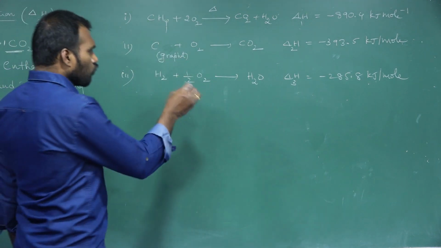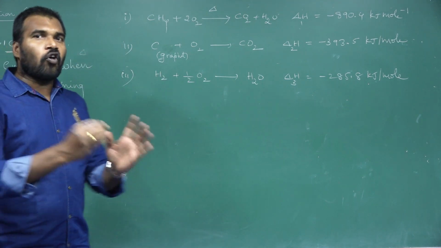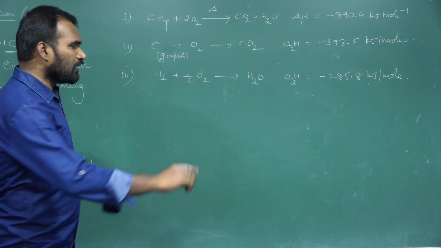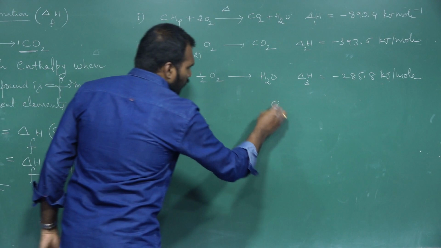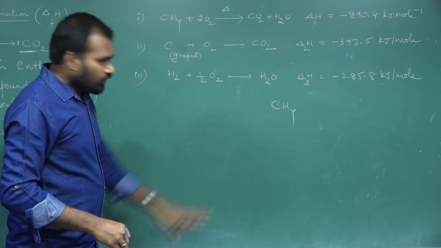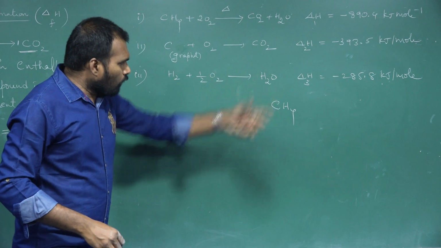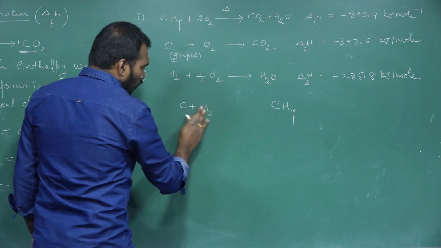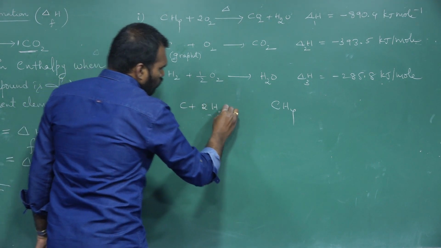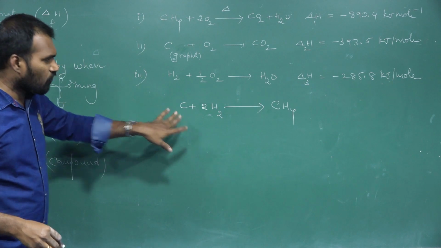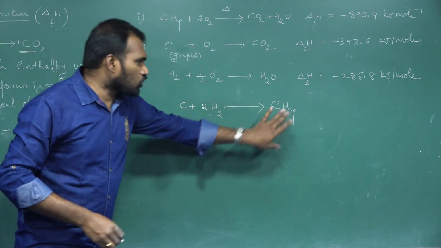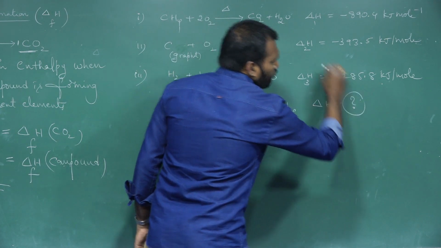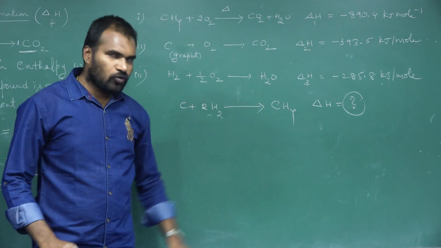Now we want to determine the formation enthalpy of methane. Methane's general formula is CH4. This is the compound we need. To form this methane, we need carbon and hydrogen. So C plus H2. How many moles of H2? 2 moles of H2 gives rise to CH4. This is the net reaction we need. During this formation of CH4, whatever the change of enthalpy, del H value, we want. The formation enthalpy of methane we need to calculate.